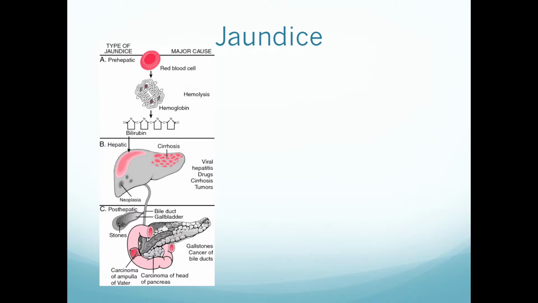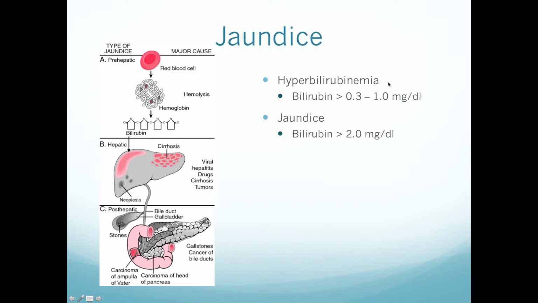So, starting out, jaundice can be characterized by different types, but essentially, it's dealing with a high level of bilirubin in the blood. We'll start with just hyperbilirubinemia, excessive bilirubin in the blood. Bilirubin levels above about 0.3 to 1 mg per deciliter are classified as hyperbilirubinemia. When you get to jaundice, we start to see the yellowing of the whites of the eyes and of the skin at levels of bilirubin above 2.0 mg per deciliter.